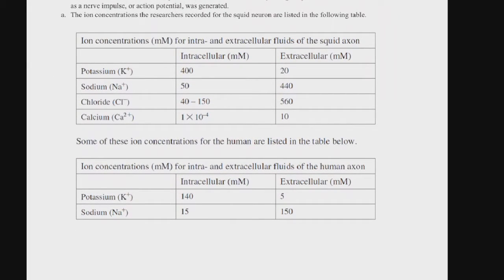Right down here, we're seeing the ion concentrations for intra and extracellular fluids of the squid. So that's this whole table, and this is for humans. We'll see the squid has potassium, sodium, chlorine, and calcium, and we're focusing mostly on potassium and sodium for ourselves. So we're going to be using these numbers in the next couple of questions to answer and solve some problems using the Nernst equation.